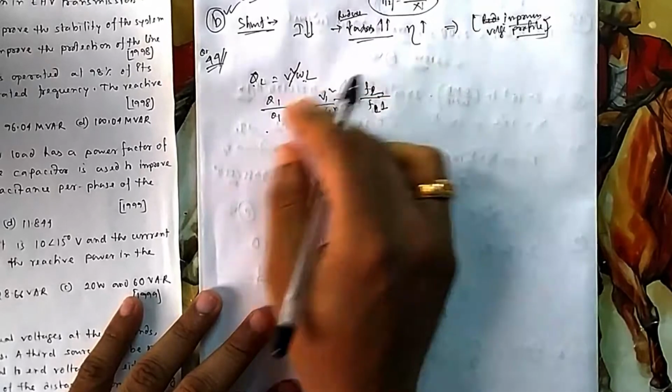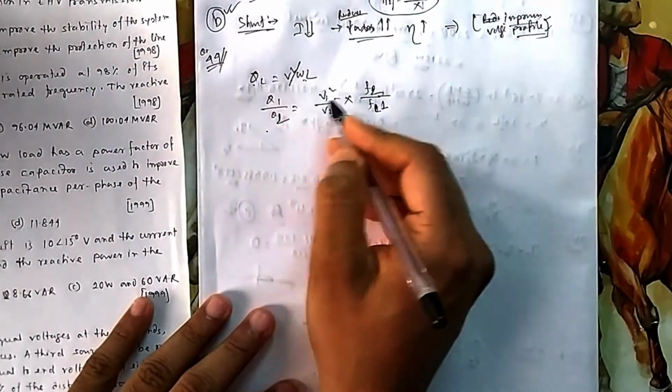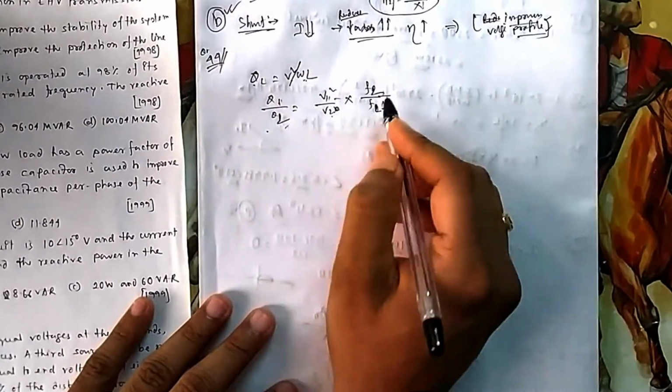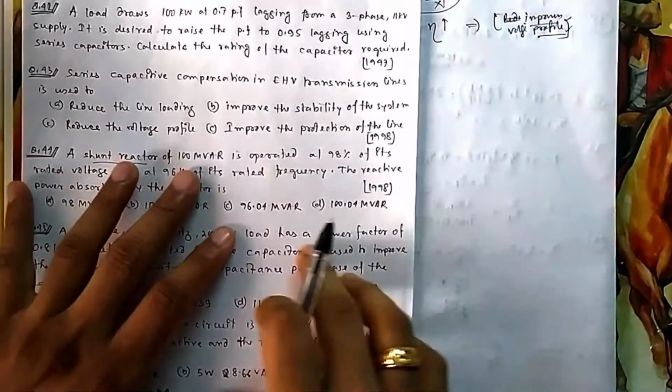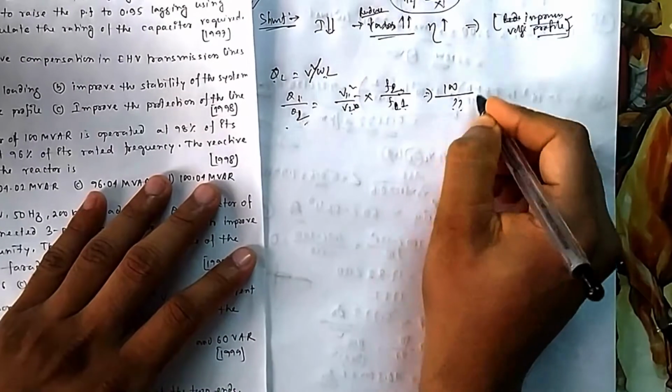I will give a link where I have discussed this theory. For the direct relation, it is 1 2 1 2. For the inverse relation, it is 1 2 2 1. Now this is given to you. What is Q1? It was 100 MVAr. Q2 is asked to find.